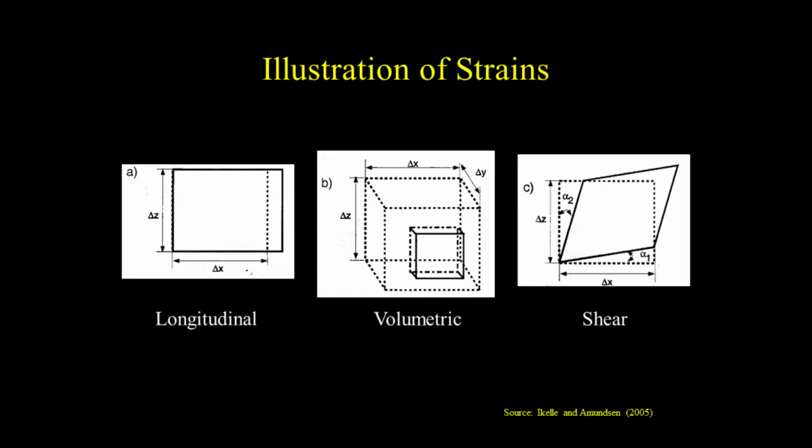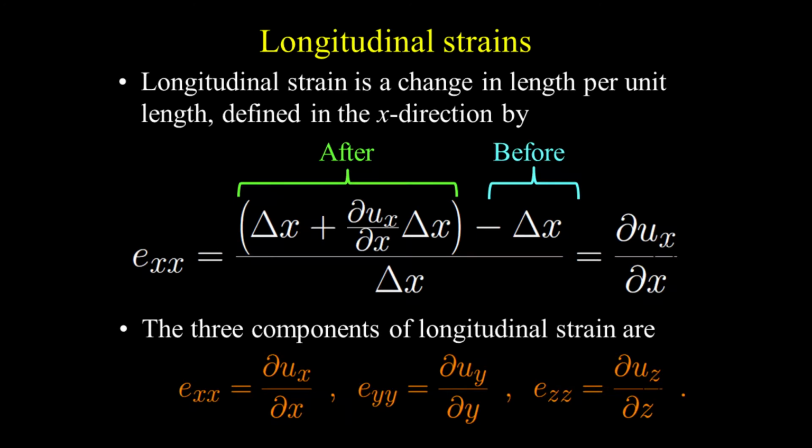The three basic measurements of strain are length change, or longitudinal strain, volume change, or volumetric strain, and angular change, or shear strain. These are illustrated below. Longitudinal strain is a change in length per unit length. In the x direction, it is defined as follows. We basically subtract the length of the particle in the x direction before and after deformation and divide the result by the length before deformation. Here are all three components of longitudinal strain.